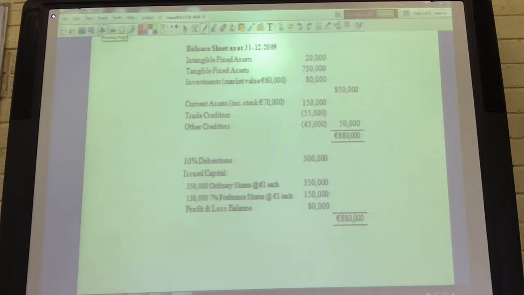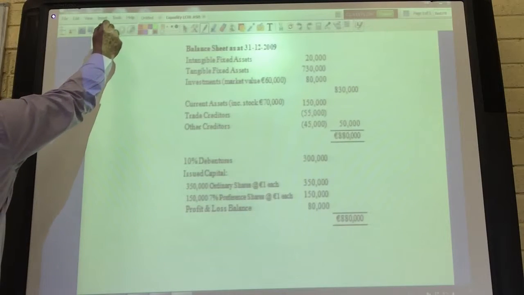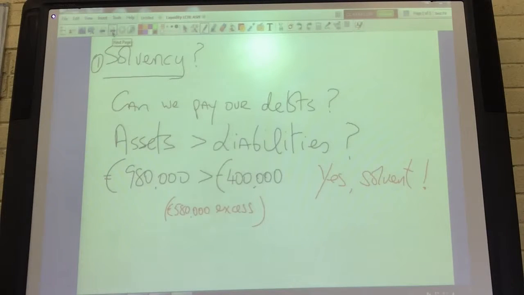We're going to look now at the area of solvency and liquidity. And we're looking at the same firm, Ash Limited, as we had earlier. This is its balance sheet. So we're going to look at, can this firm pay its debts? Solvency and liquidity. So solvency refers to the answer to the question, can we pay our debts?